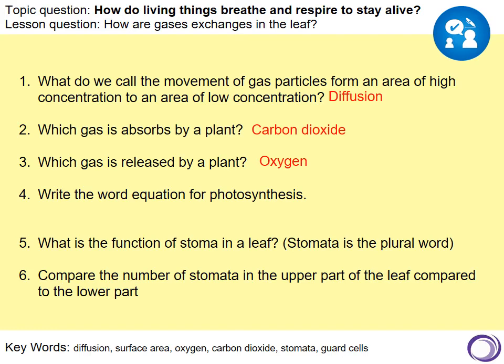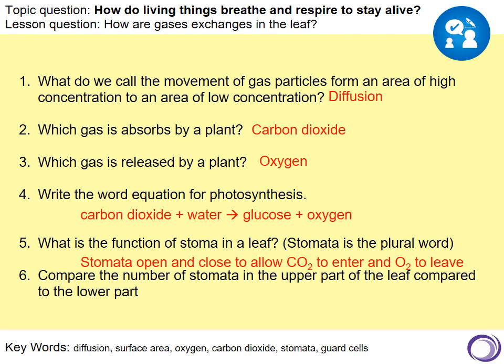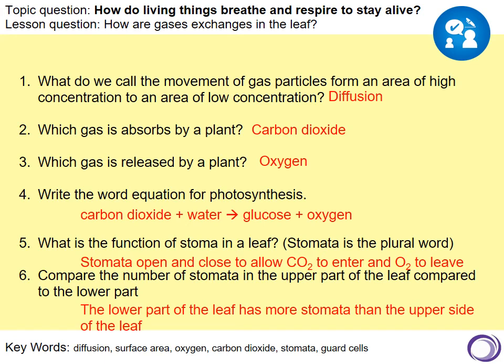The word equation for photosynthesis is carbon dioxide plus water forming glucose plus oxygen. The function of the stoma is to open and close and allow carbon dioxide to enter and oxygen to leave. And the lower part of the leaf has more stomata than the upper side of the leaf. If you need to pause the video at this point to correct any of your answers, then please do so.